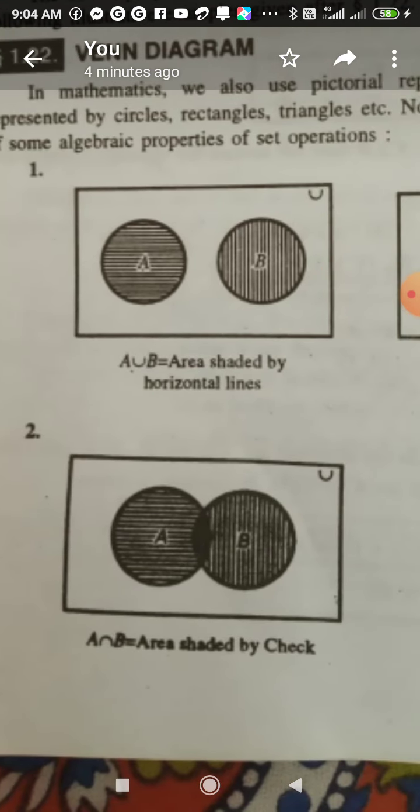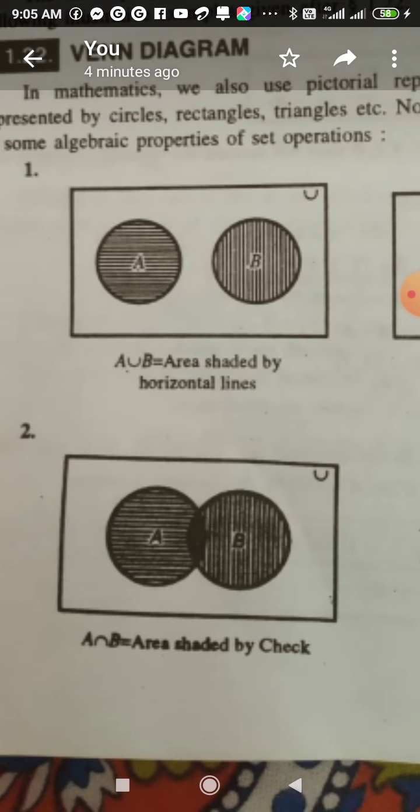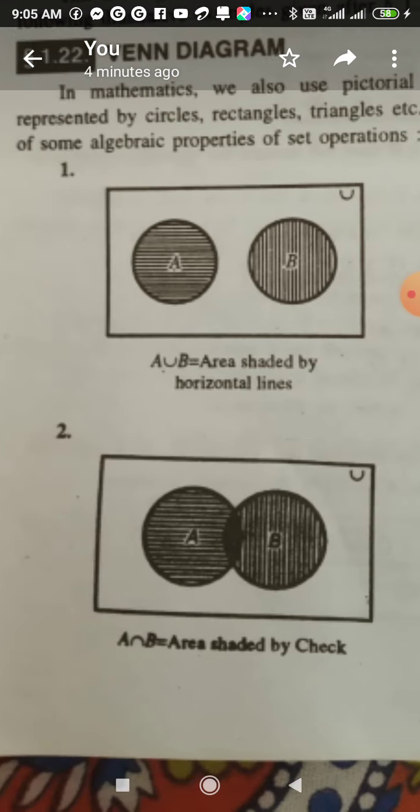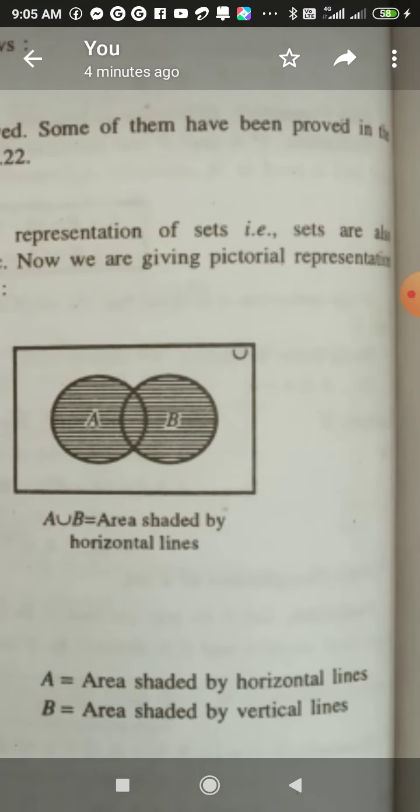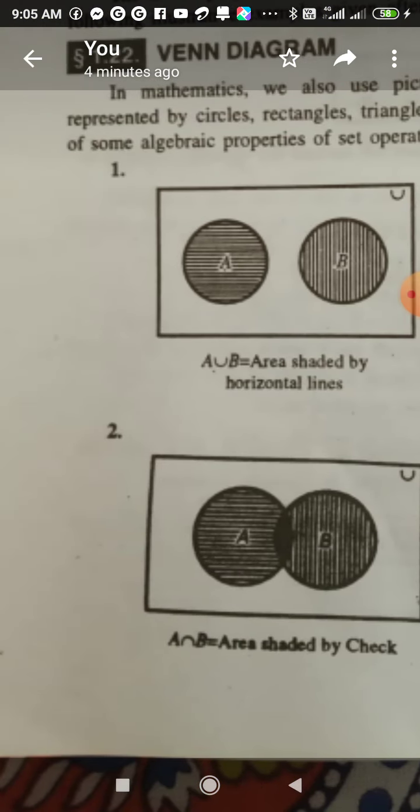Next one, area of intersection of two sets A and B. So here A intersection B is the area shaded by the check. Horizontal and vertical both lines make a check strip, which is black in the scene, or the common strip. That is the area of A intersection B.